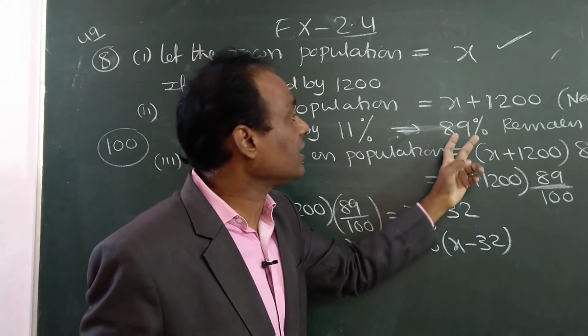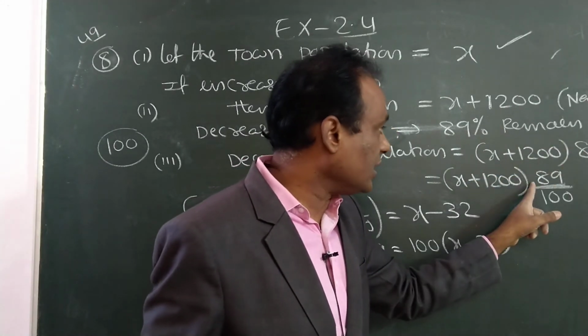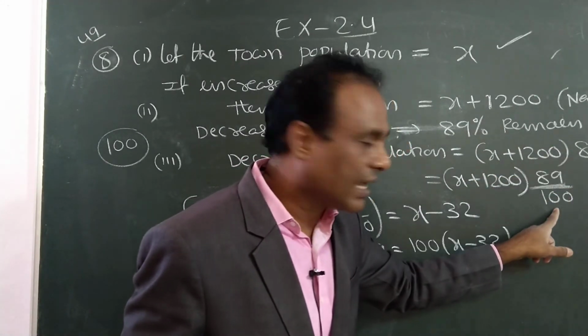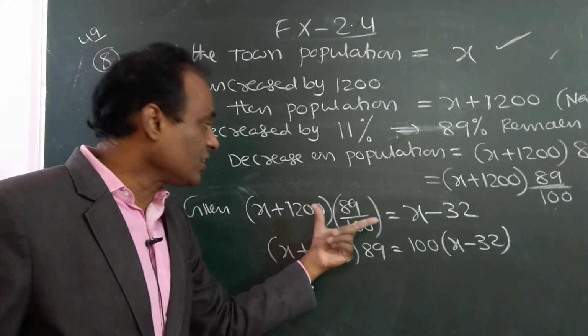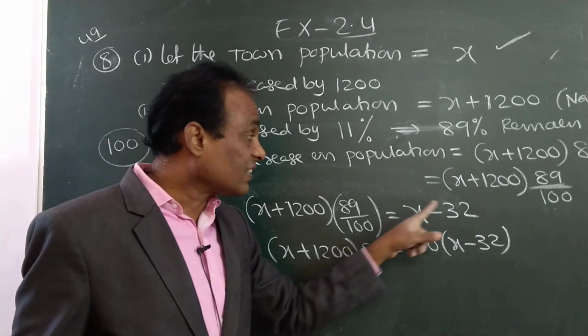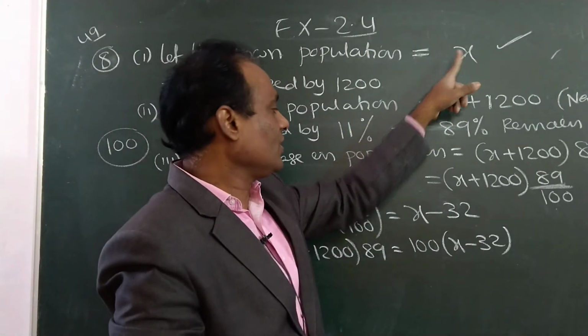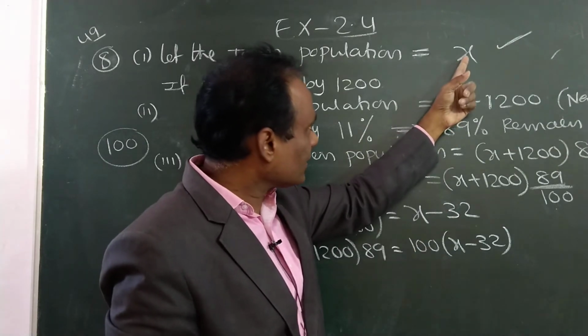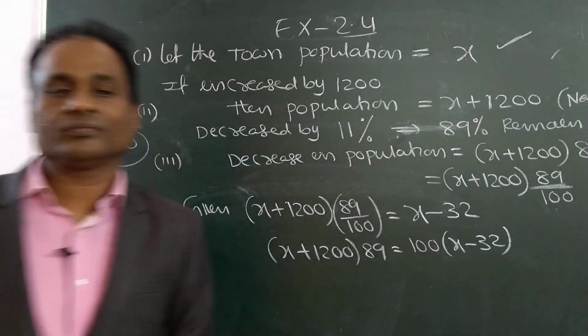So 89% is there, which means 89% of this, and "of" means multiplication. Percentage means we have to write it by 100. So this is the present town population, but this present town population is 32 less than the starting population, x. So that minus 32 is equal to the present population. That's all. Do it.